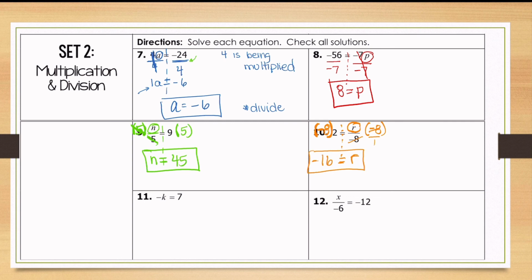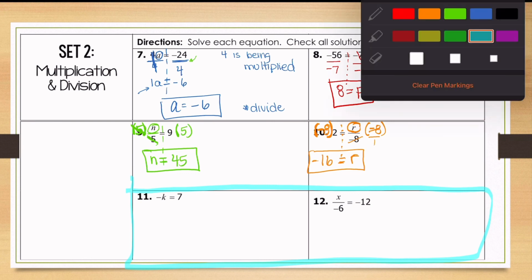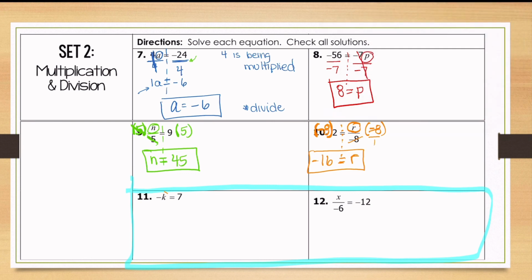Okay? So I'm wanting you guys to try these two by yourself. And I want you to be careful. I want you to take a look right here. There is a ninja 1 there. So this is really negative 1k equals 7. This is not solved until your variable is alone. 100% alone. Okay?